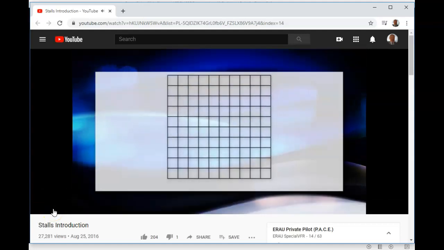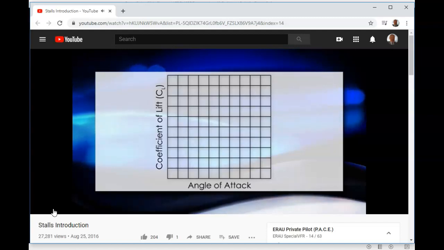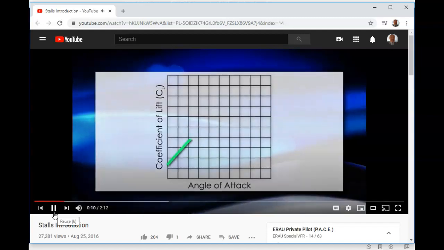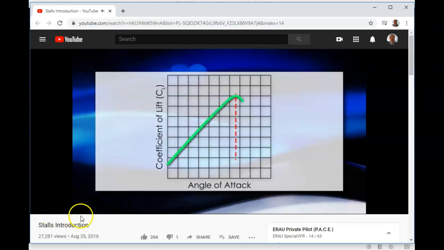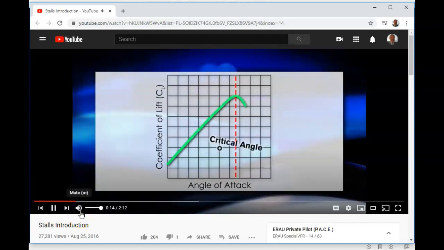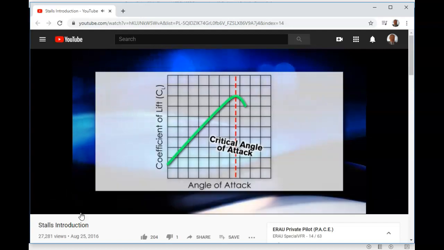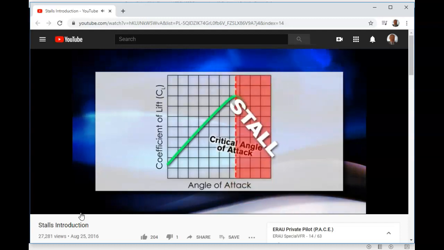This chart is plotting the coefficient of lift of a particular wing as its angle of attack increases. Lift will continue to increase until a certain angle of attack, called the critical angle of attack. After this point, the wings still create lift, but the amount of lift created is decreased. This is called a stall.